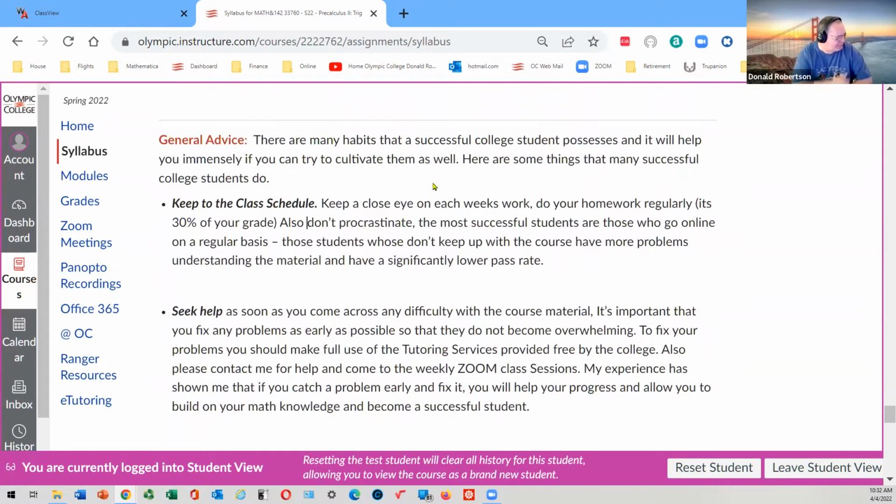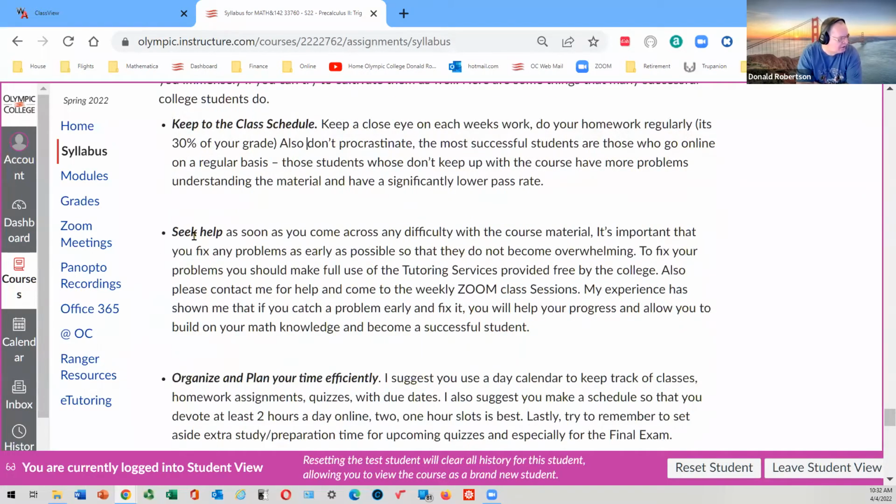You should already have figured this out if you want to be successful. But do everything on time, right? Do the homework as soon as you can. Don't wait until the last minute. It very often doesn't work well. Get help as soon as you have a problem. Fix it quick.